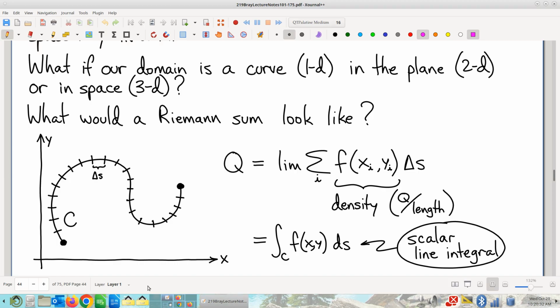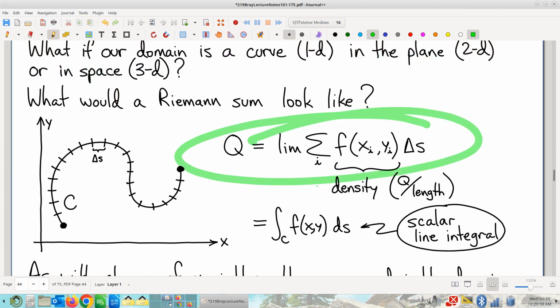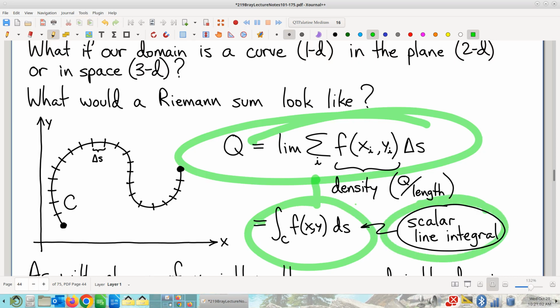Let's see here. So reminder, last time we were talking about this idea of what to do if your domain is dimensionally awkward, right? It's the wrong dimensional critter for the dimension of the world that it lives in. And how do you deal with that? Regular old Riemann sums, like we've talked about in the past, just don't work. They don't fit the problem, right? So what do we do? Well, we've made up a new idea, a new kind of Riemann sum for which we have a new notation and a new terminology.